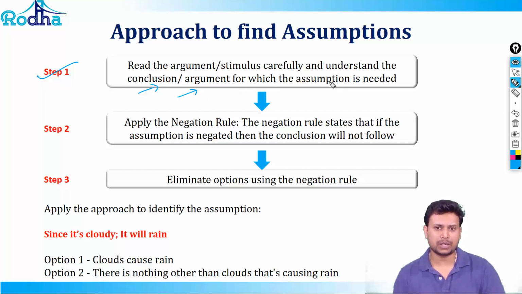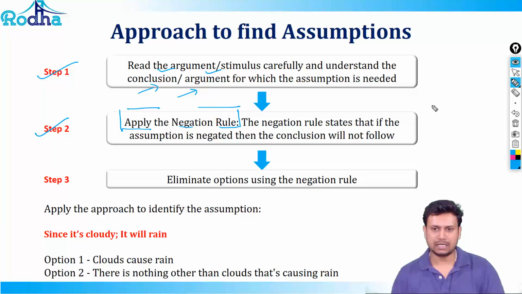And that's an important point. Not always will you need an assumption for the conclusion. Sometimes they might ask an assumption for a very specific argument in the sentence. So reading the conclusion or the argument is very important. Number 2, and this is what we will discuss, apply the negation rule. What do you mean by negation rule?